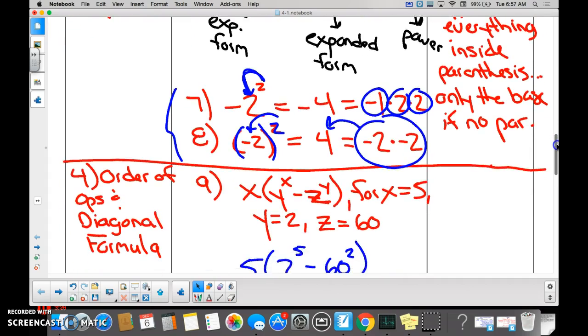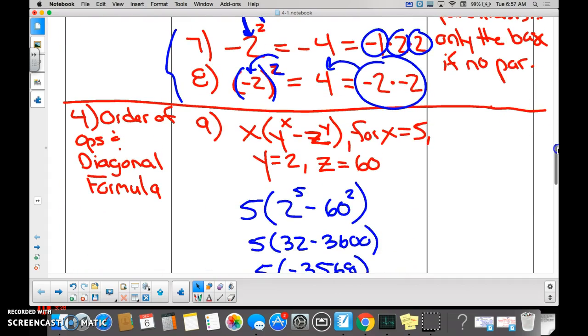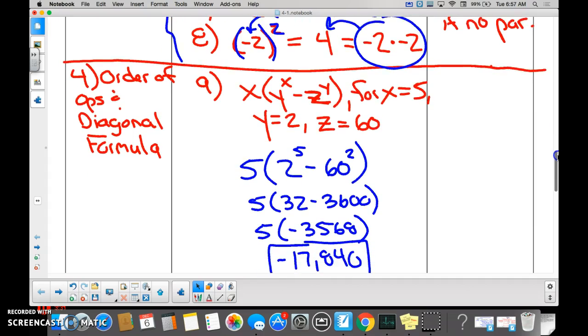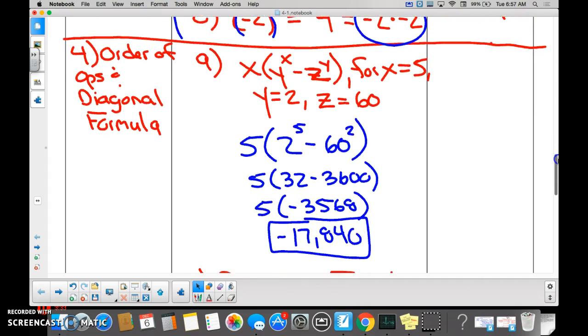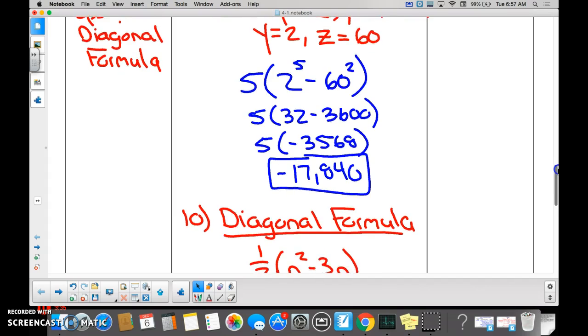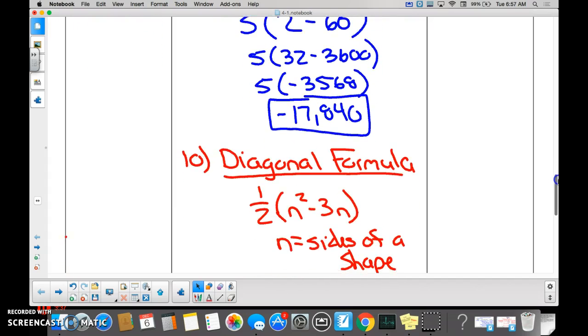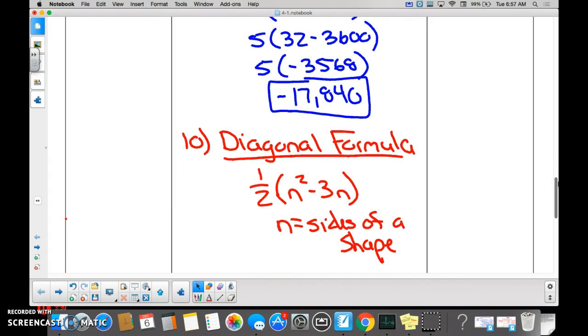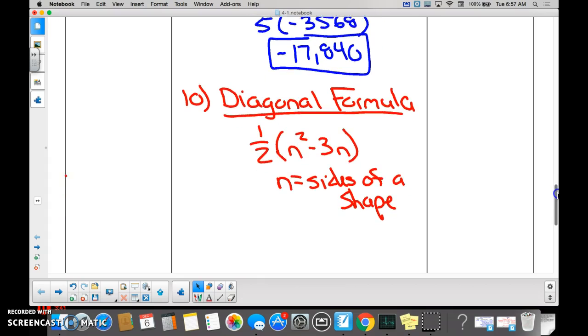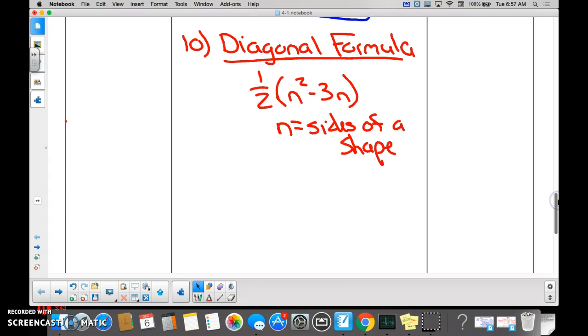Moving on, order of operations and the diagonal formula. So number 9 is pretty self-explanatory. You follow order of operations once you plug in the numbers for the variables. And then the diagonal formula is something you're going to need to know: 1/2 times n squared minus 3n, where n represents the number of sides of a shape. And this is where you're going to add your notes because we don't have anything here.